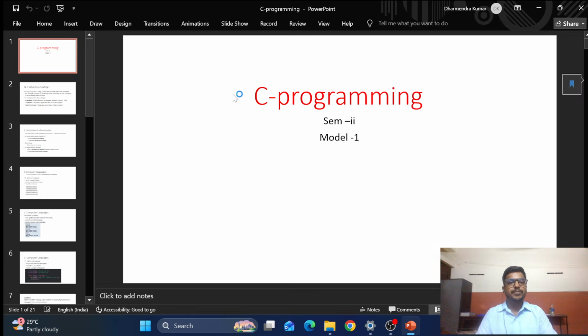So now, this would be C programming for second semester students, and they are also first year students. They are first year students.